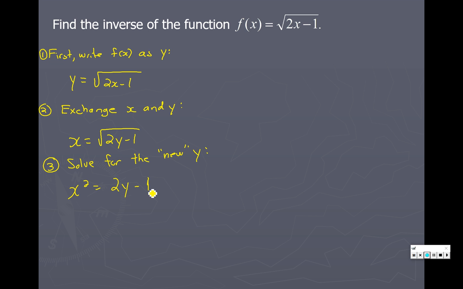Next, trying to isolate y here. I'm solving for the new y. I want to get rid of subtract 1. I want to move subtract 1 over there. The inverse of subtract 1 is add 1.